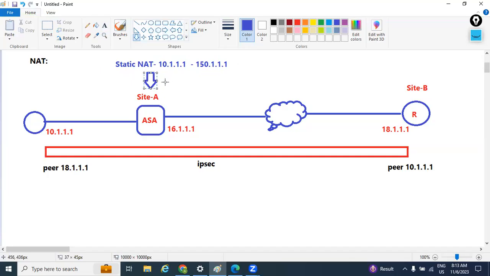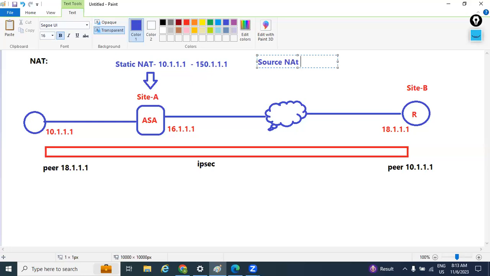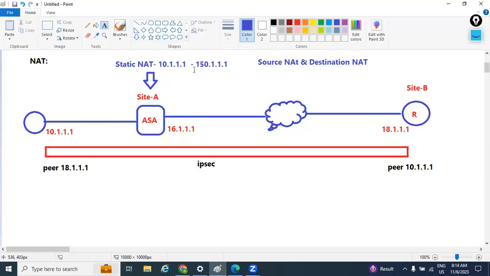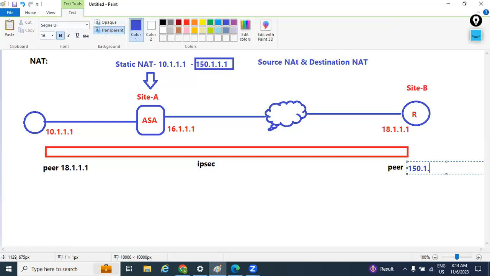As you know, when I configure a NAT here, that would work as a source NAT, and along with that, as a destination NAT. So from the destination perspective, if I have to ping this device after the NAT, instead of 10.1.1.1 I have to use 150.1.1.1. So now, instead of this, what would be my peer? The peer would be 150.1.1.1. This is the only difference.